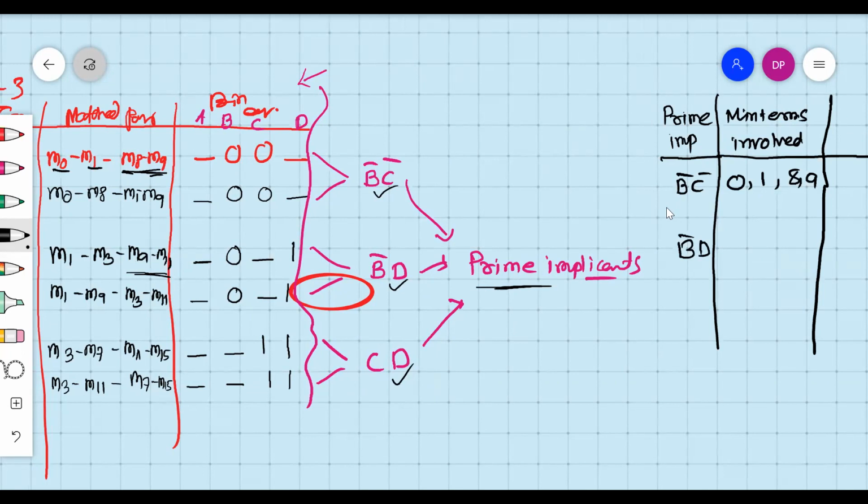This is 1, 3, 9, 11. If you take CD, what are the min terms involved? It's 3, 7, 11, 15.